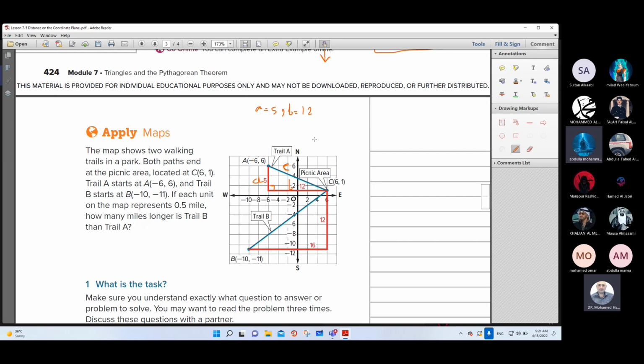Mister, the answer is 7. What is your name? Abdullah Jaberi. Thank you, Abdullah. Mr., the answer is 7. Thank you, Muhammad Ammar. Teacher, the answer is 7. Thank you, Sultan.